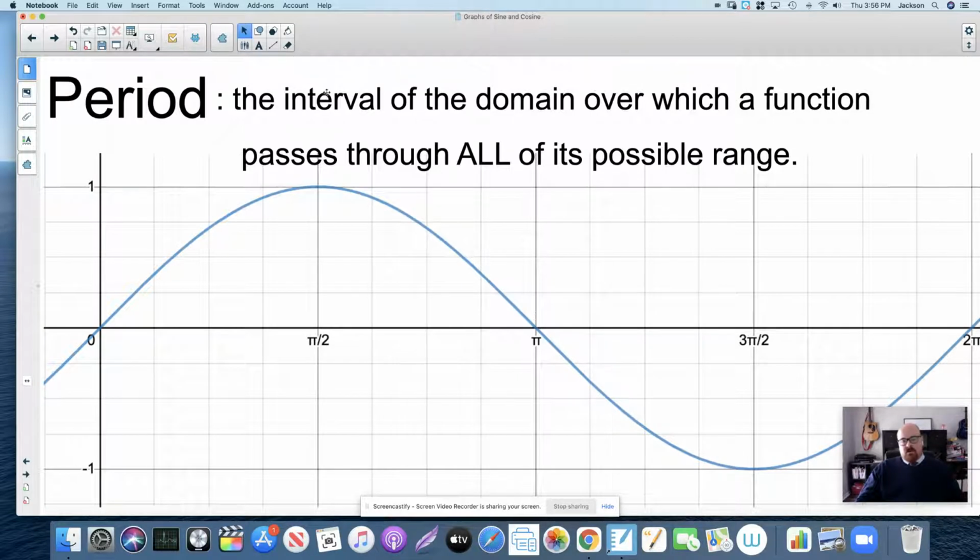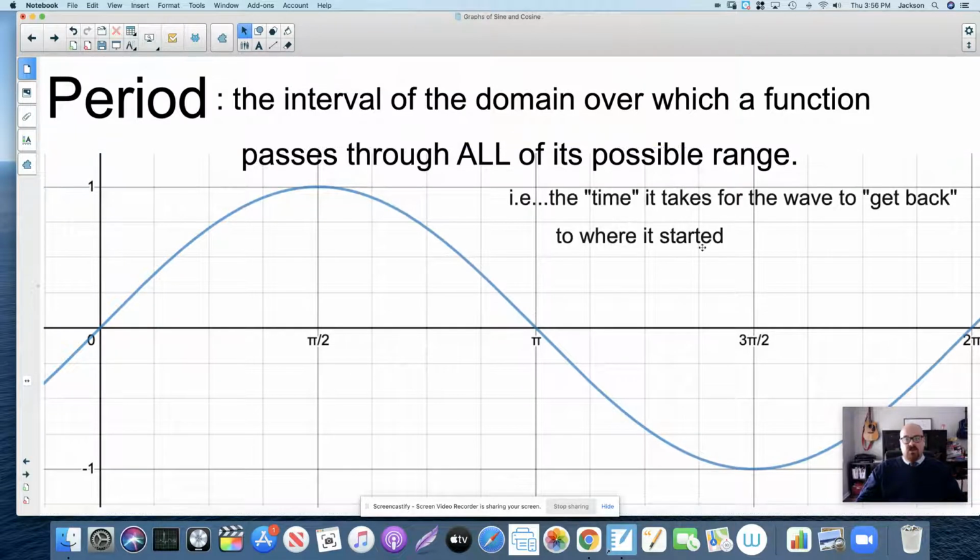So one informal definition here is the interval of the domain over which a function passes through all of its possible range. Okay. Now I've added my own little addendum to this where it says i.e. That means the quote unquote time it takes for the wave to get back to where it started. So when you talk about the period of a sine wave, and again, here is our basic sine wave starting at the point (0, 0), going to its first critical point here, then back to an intercept point, then down to its minimum, and then back where it started.